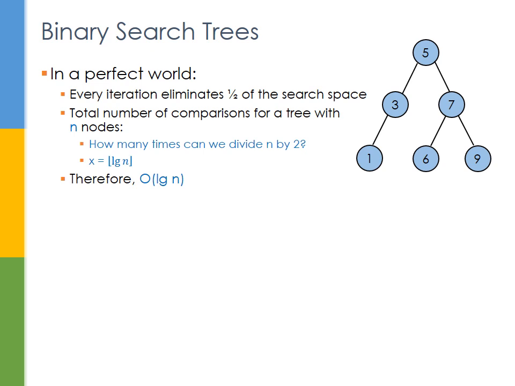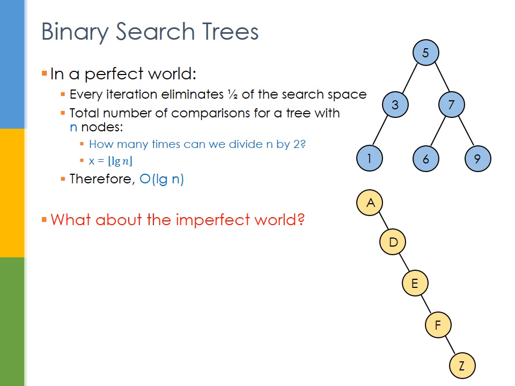However, it's not guaranteed that our trees will be nicely structured. So in an imperfect world, we may have a situation such as this. Over here we can see that we have a tree structure in which each node only has a single child. And this is the worst case possible scenario for a binary search tree.